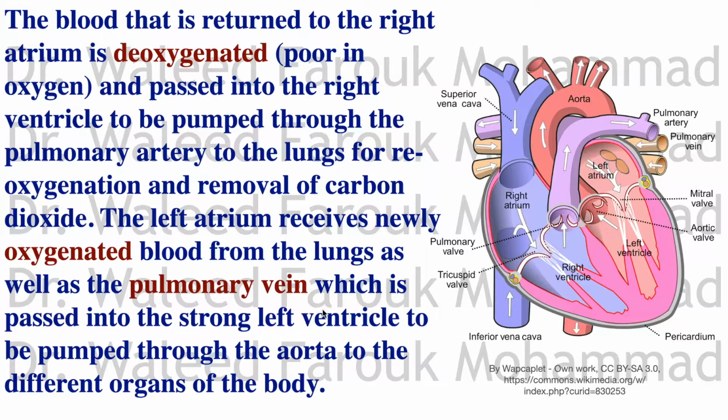The deoxygenated blood, after being used by the tissues, passes into the right atrium first, and then into the right ventricle to be pumped through the pulmonary artery to the lungs. And I told you before that the pulmonary artery is blue here because it has the structure of an artery, but it carries deoxygenated blood, so that's why it's blue.